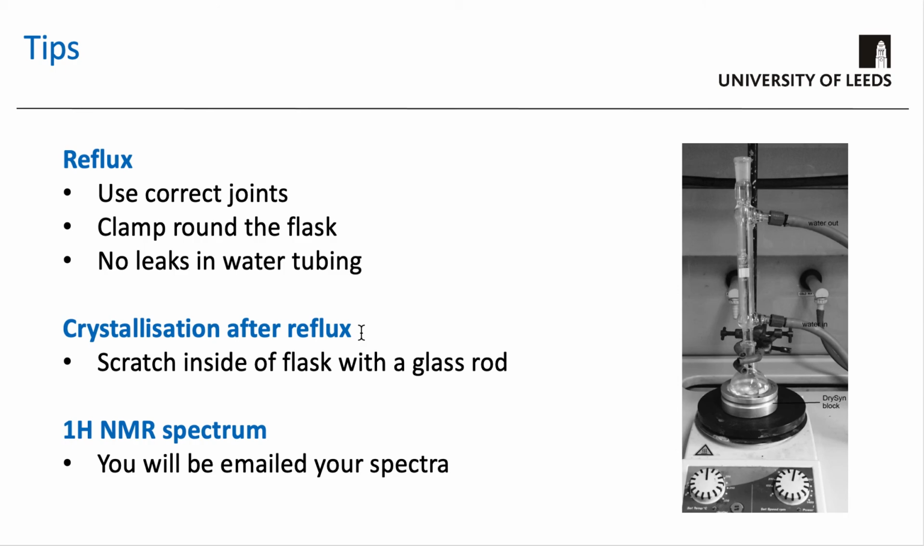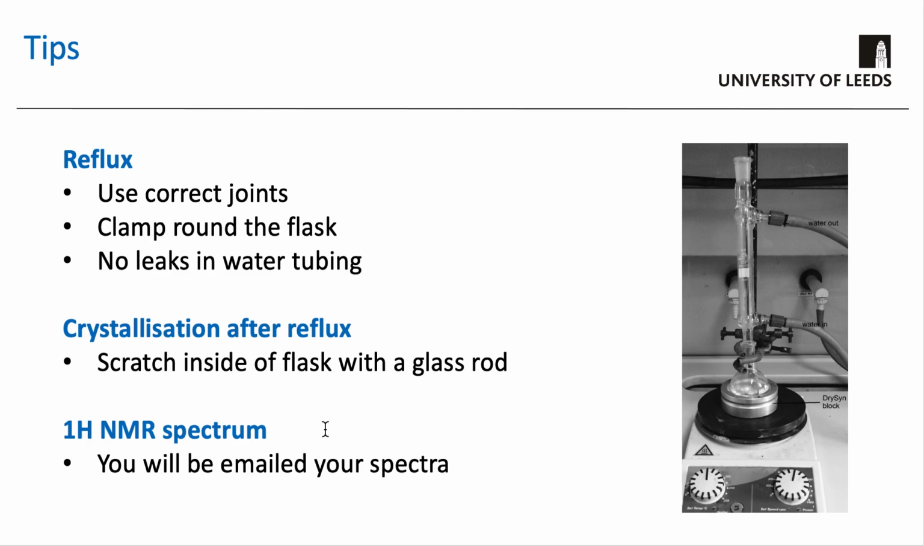This next tip is a common thing that happens in the experiment. After the reflux, you cool it down, and what should happen is the paracetamol should precipitate, but sometimes the paracetamol doesn't precipitate, and what you actually need to do is just take a glass rod, which you should have in your drawer, and just scratch the inside of the flask. And what that scratching will do is help the precipitation to occur. Okay, so don't worry if you don't get crystals when you cool the reaction down after the reflux. If you scratch with a glass rod, you should be absolutely fine.